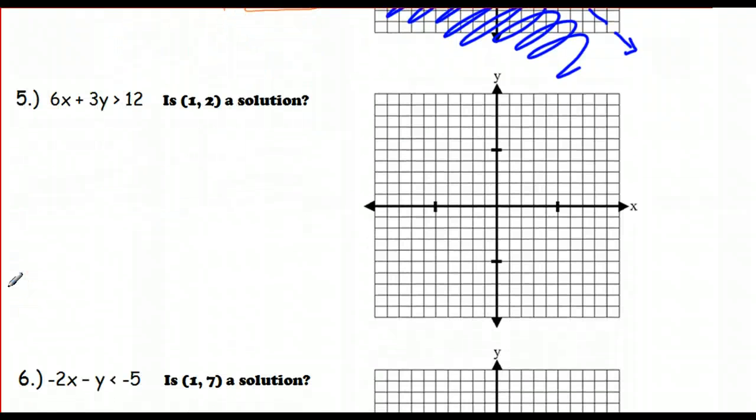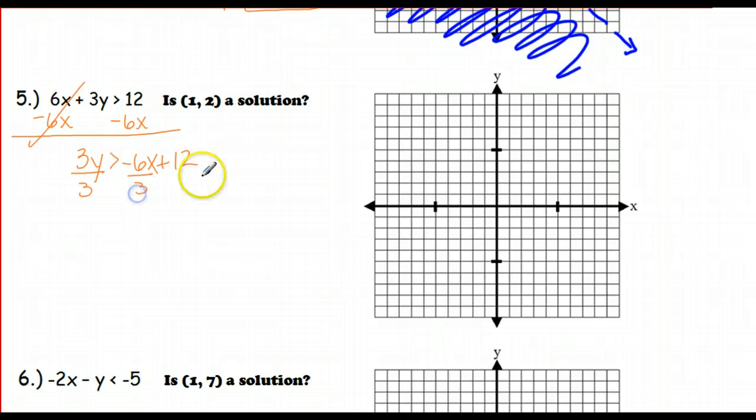6x plus 3y is greater than 12. First thing we got to do is solve for y. So subtract 6x from both sides, and when we do that, we get 3y is greater than -6x plus 12. Divide everything by 3. And when we do that, we get y is greater than -2x plus 4. Our slope is -2, and our y-intercept is 0, 4.